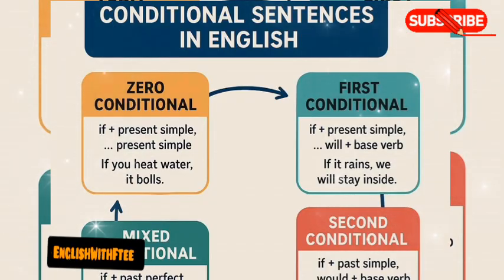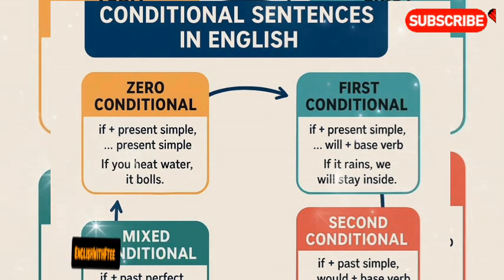Most people use conditional sentences wrong. Why? Because they don't realize there are actually 5 distinct types, each with its own specific rules and use cases. The good news, you are about to learn all of them.